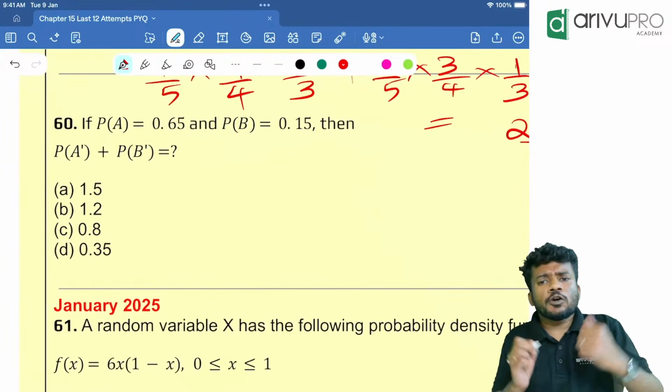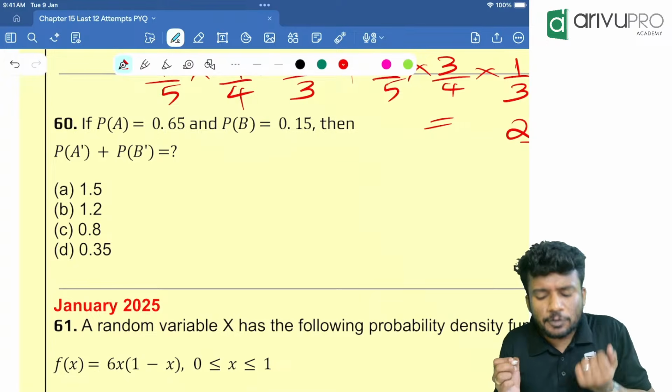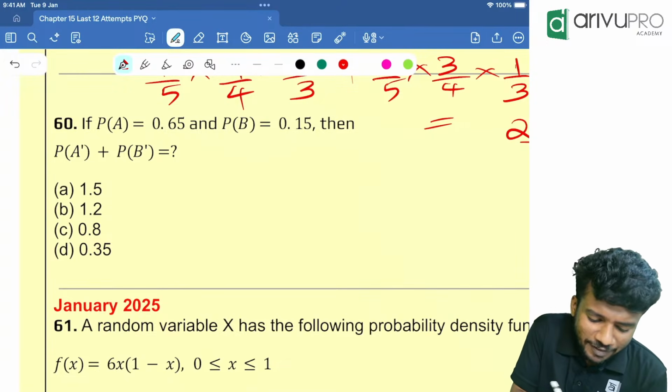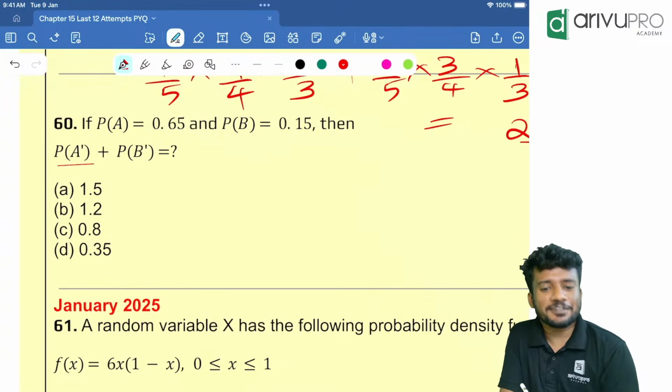If P of A is equal to 0.65, P of B is equal to 0.15, then get me the value of P of A complement plus P of B complement.